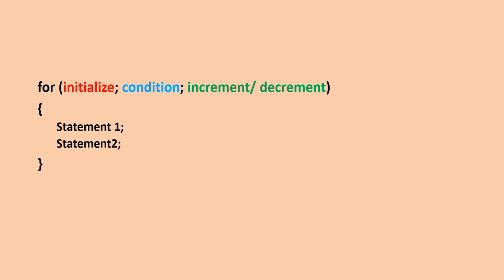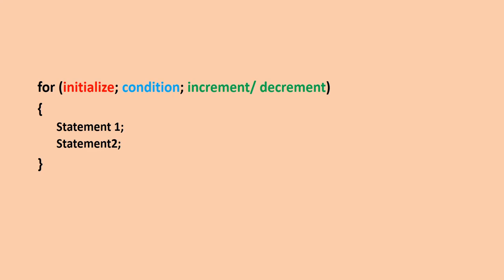Hello viewers, in this video and next few videos I will talk about the loops in Java. There are basically three types of loops in Java. First is the while loop, then the do while loop, and the third one is the for loop. In this video I will talk about the for loop.